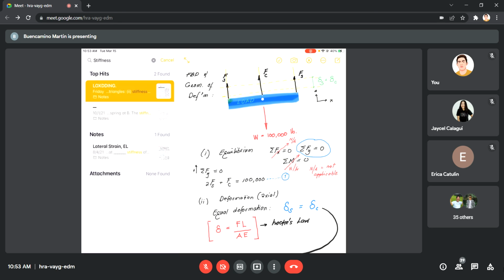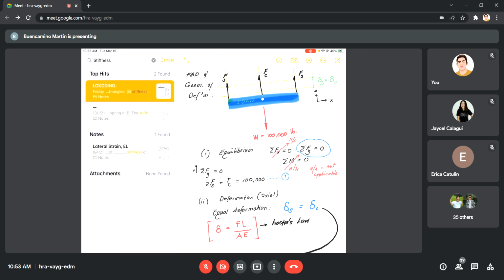Even if their cross-sectional areas are not the same, and further, even if their modulus of elasticity is not the same, so they differ in mechanical properties, these two metals. But because of the setup, they are constrained to deform in the same manner. So this is the concept of our analysis here, class.